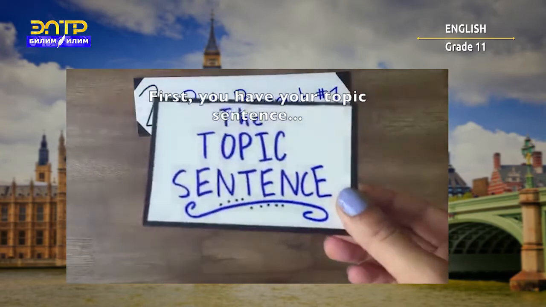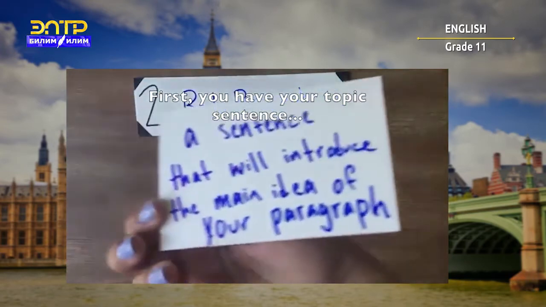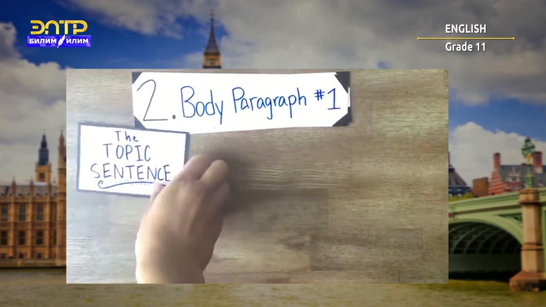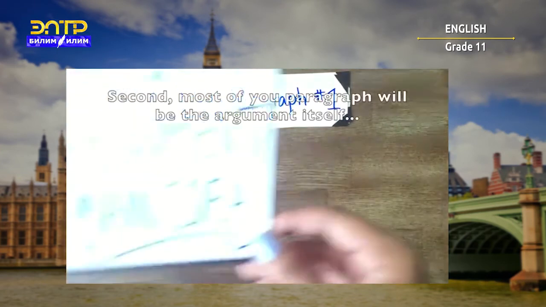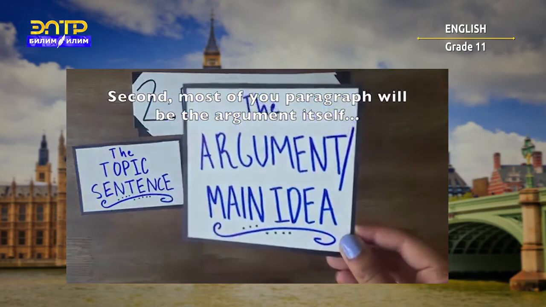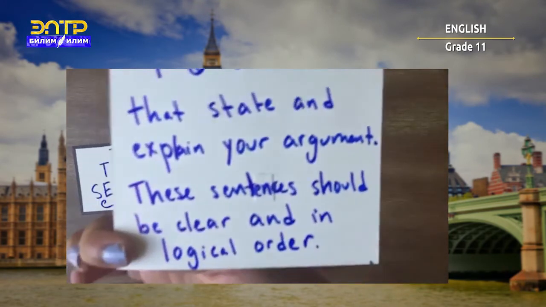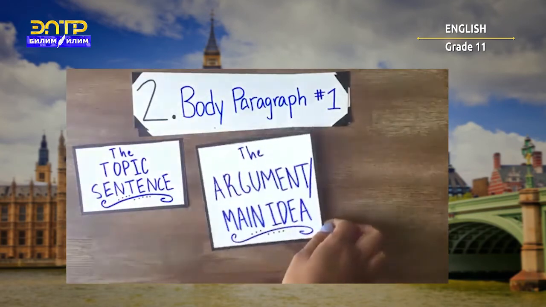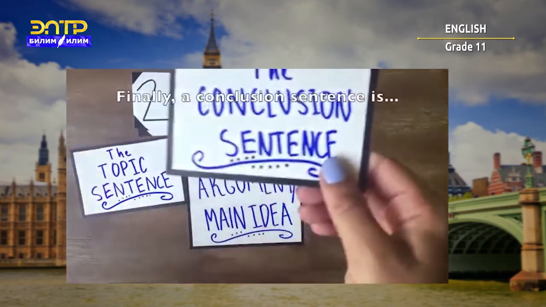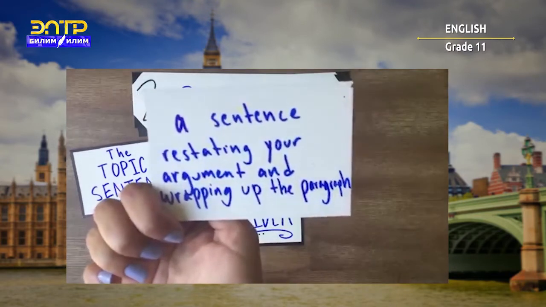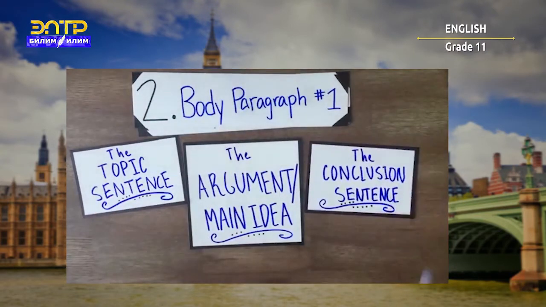First, you have your topic sentence, a sentence that introduces the main idea of the paragraph. Second, most of your paragraph will be the argument itself in 4 to 6 sentences that state and explain the main point, which should be clearly written and in logical order. Finally, a conclusion sentence is a sentence restating your argument and wrapping up the paragraph.